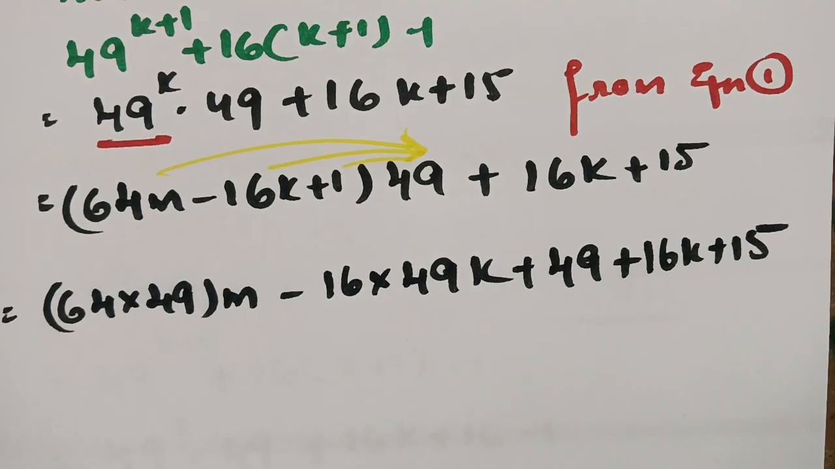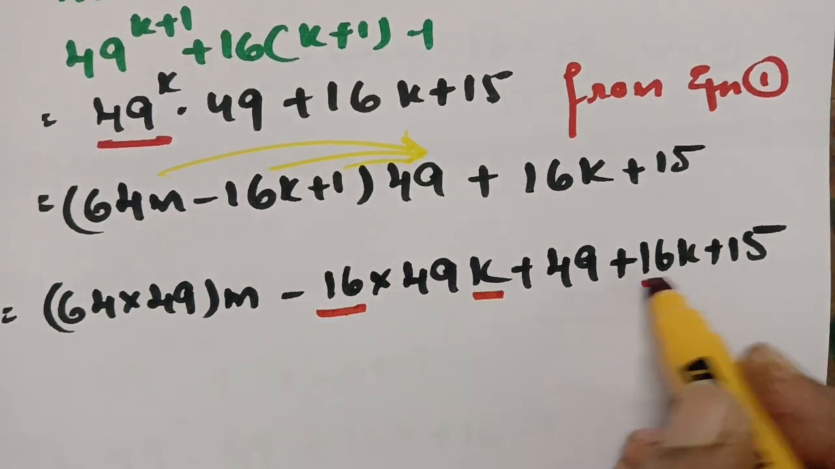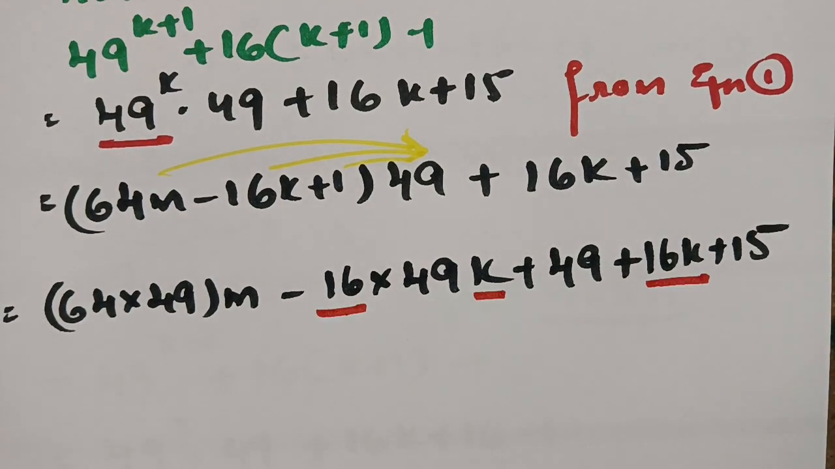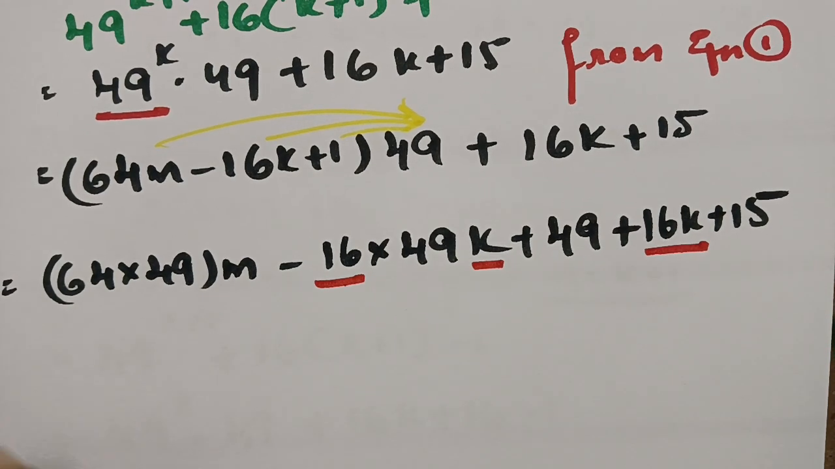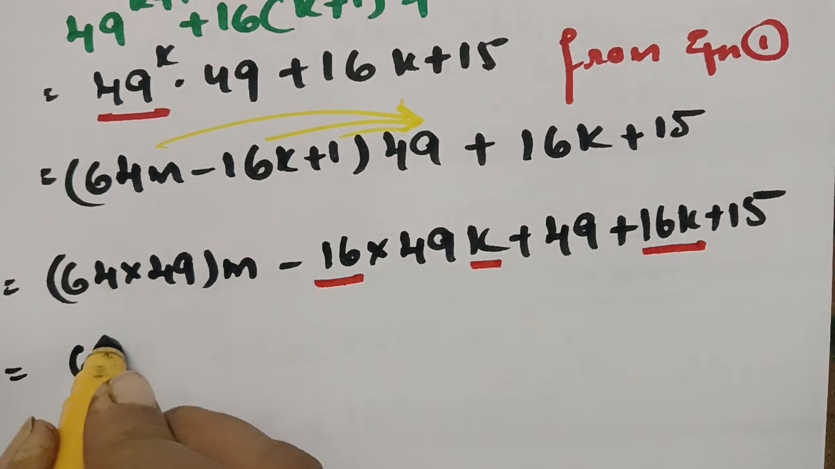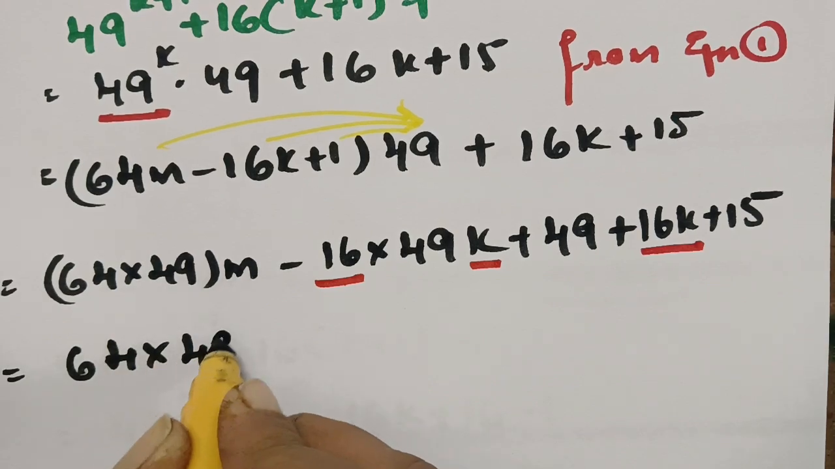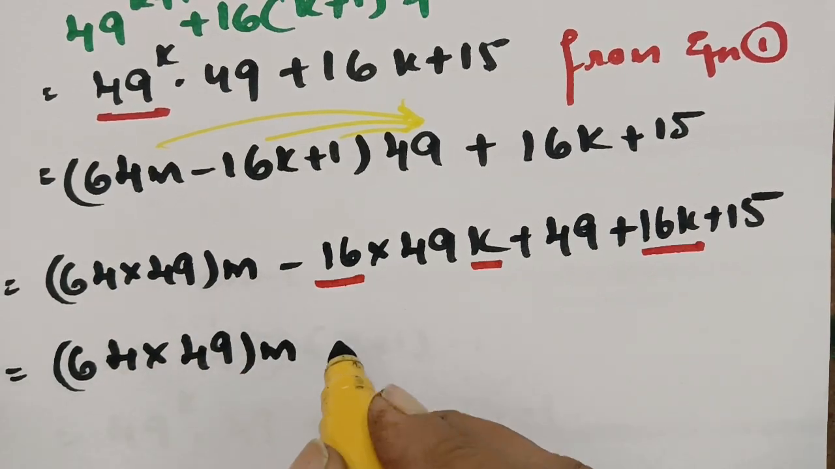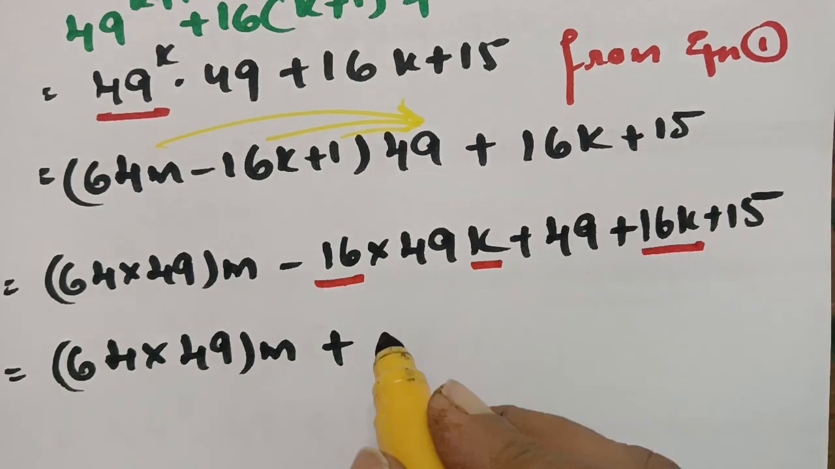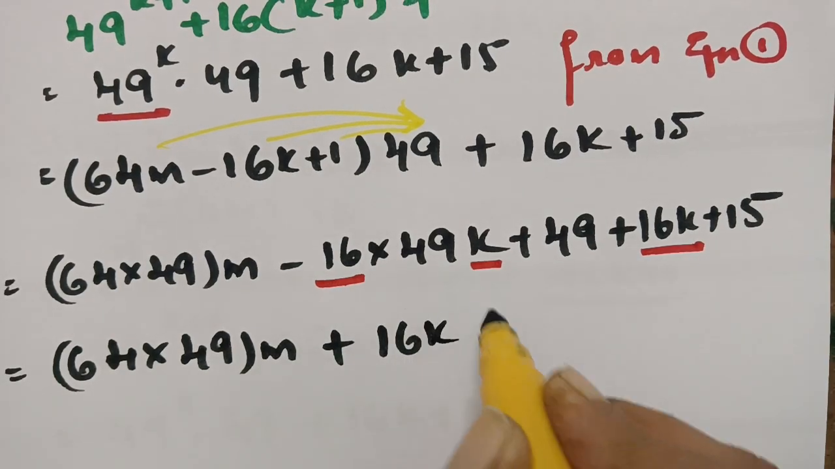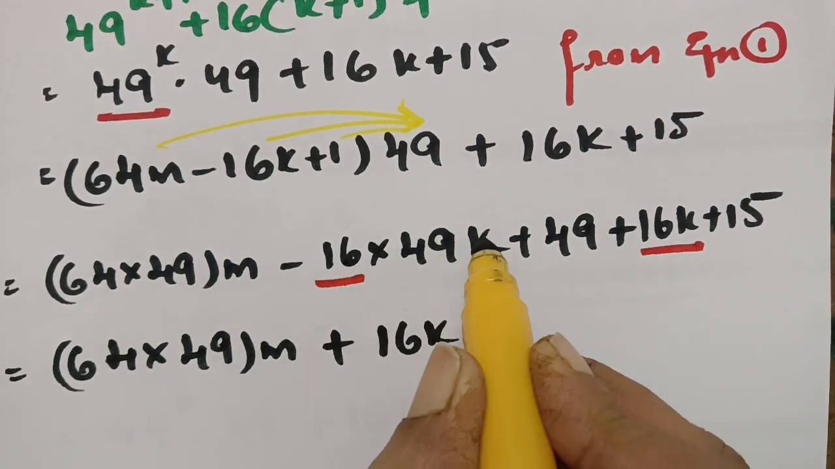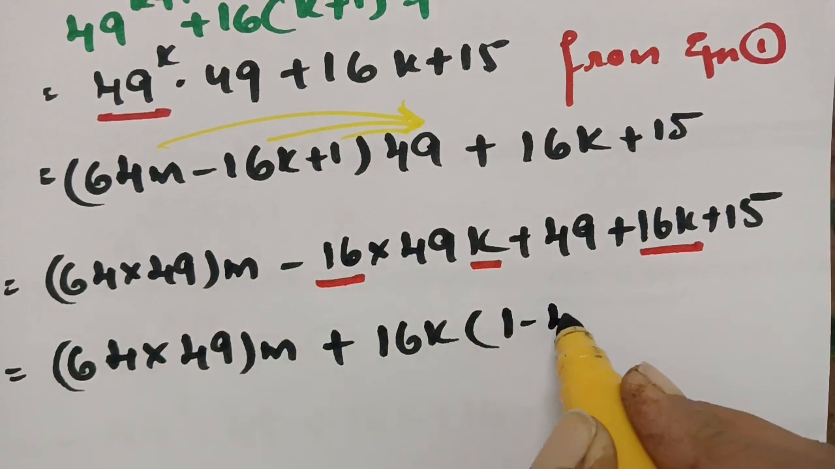Clear? Now if you observe this, there is a 16k here and 16k here. Now I'm going to take 16k common from these. So this will be 64 into 49m plus, if I take 16k common, this will be 1, and minus 49.